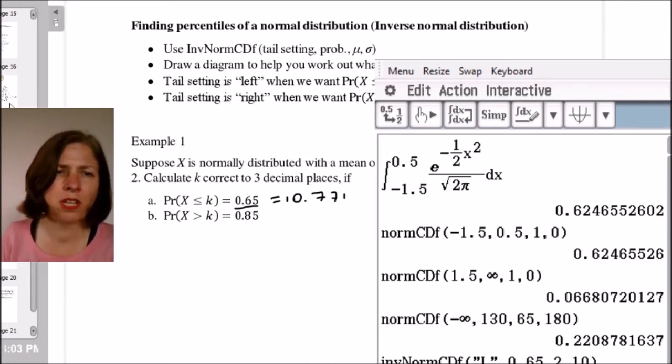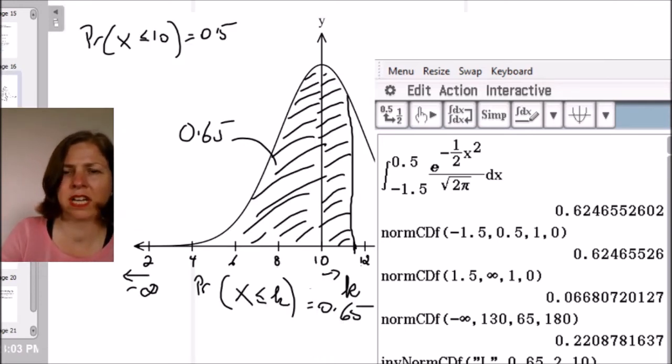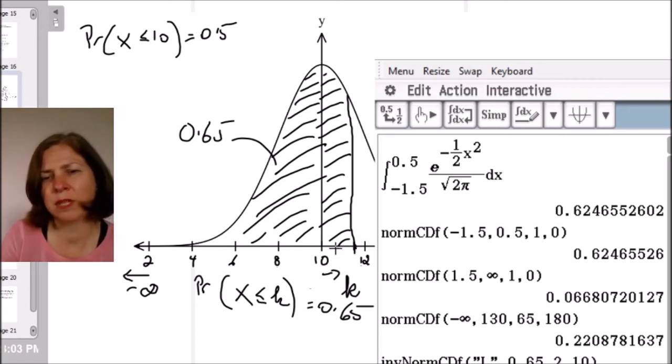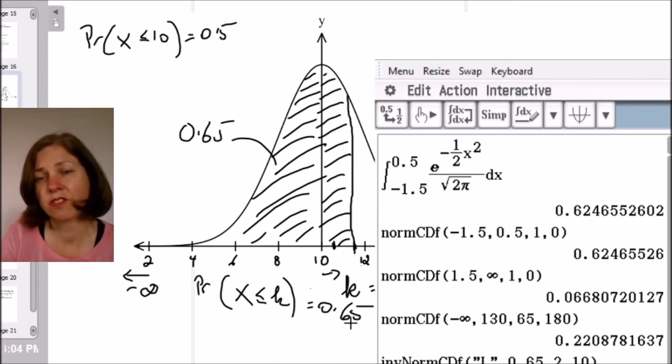So if I go back to my diagram just to make clear what I've calculated, obviously I've drawn k a little bit too much to the right. It should actually have been just a bit more than 10 here, but k is equal to 10.771, which is going to be somewhere here. All right, so that's what we calculated.